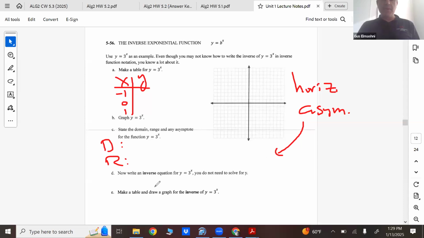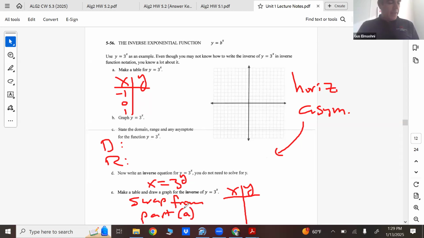And then for the inverse, you're going to do x equals 3 to the y power. You don't need to solve for y. Make a table where you swap the values from part A, and then graph it, of course. Then get the domain and range from your graph for part F. Okay, I'll give you guys a few minutes to do that.